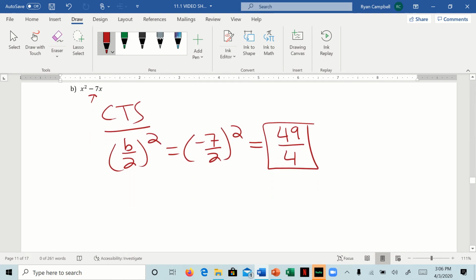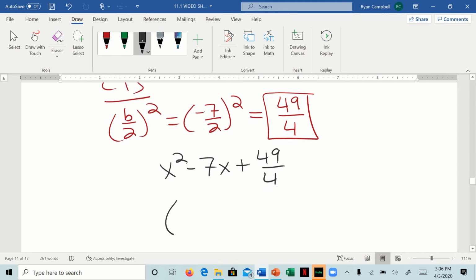49 over 4. So x squared minus 7x plus 49 over 4. And if you remember, that's going to factor to x and then whatever number you just squared, right? X minus 7/2 squared.